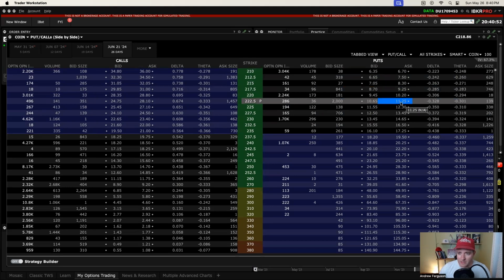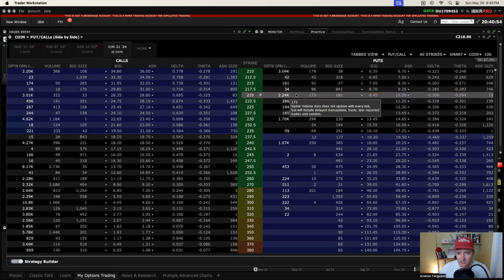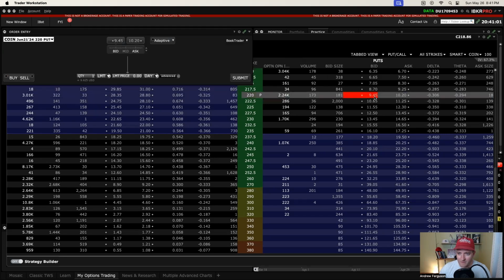So let's go down. Let's go 220. Okay, 220's got good open interest, got some volume. Let's click on sell right here. We're going to get paid between 9:45 and 10:20. For this example, I'm going to go ahead and go to your order entry area now.